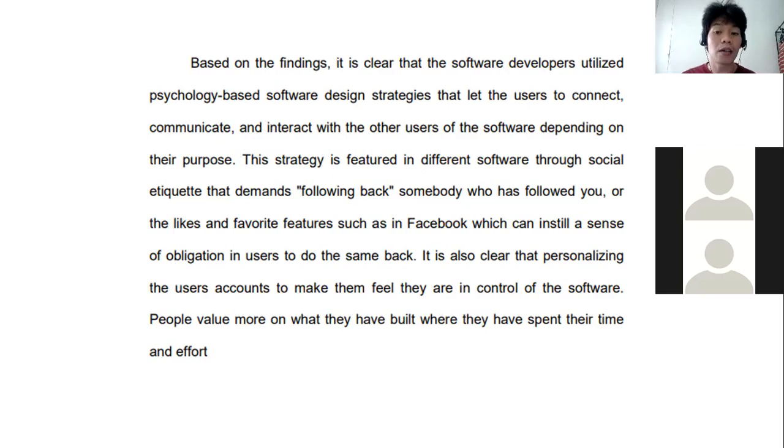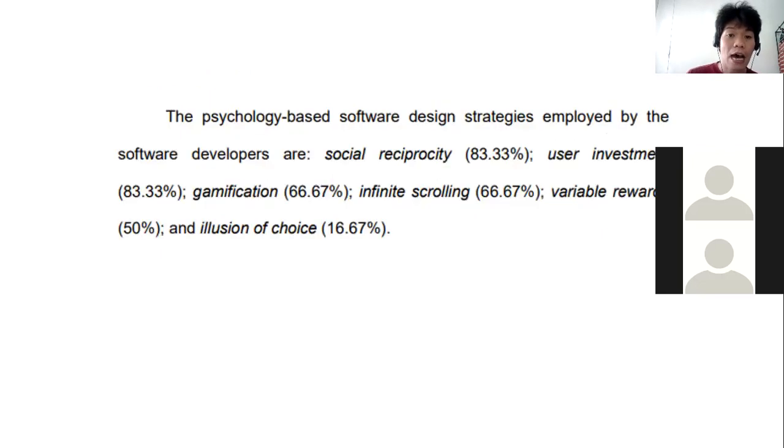So why did the researchers conclude this one? What's the reason why they concluded this way? The summary of findings revealed that the two top software design strategies employed by the software developers are social reciprocity and user investment. As you can see, social reciprocity is composed of 83.33% and user investment 83.33%. So you need to focus on the most employed strategies for this one. That's how you're going to construct your conclusion.